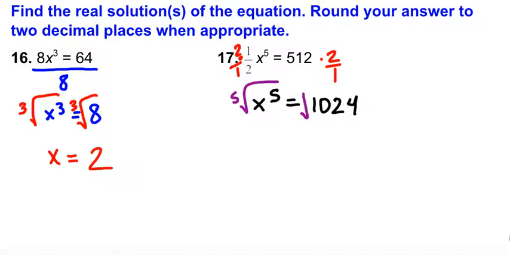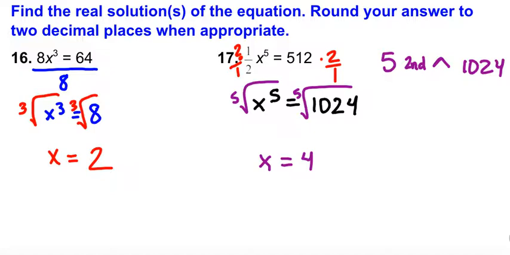I can either do that on my calculator, or I can look it up on my exponent table. If I do it on my calculator, I do 5. I hit my second key. I hit my raise key, and I type in 1024. If I look on my exponent table, I go to the 5th power, and I go down to 1024, and I go across, and I find out the answer is 4. 4 to the 5th power gives me 1024. I don't need a positive and negative because it was not an even root.